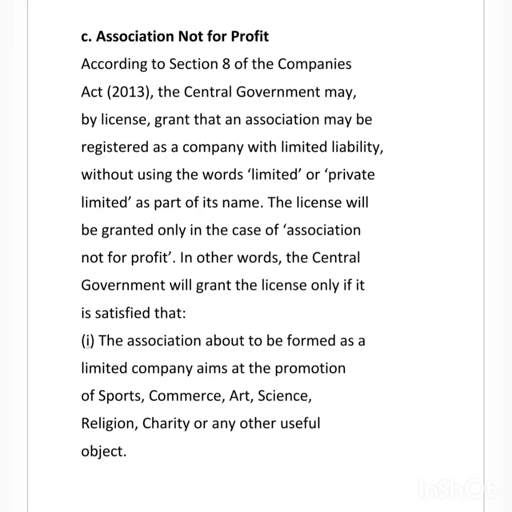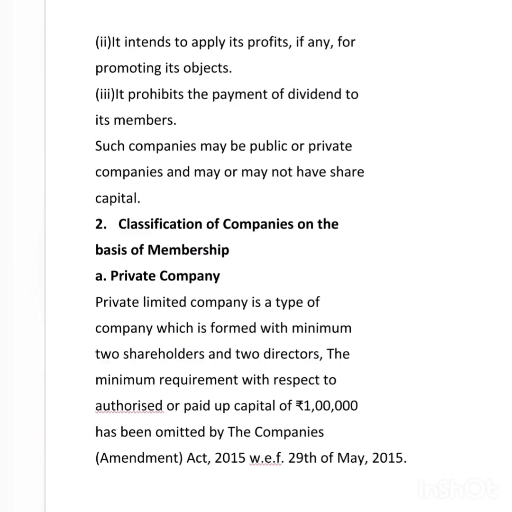And next, this association has to contain that profit is not the primary object. It should prohibit the payment of dividend to its members. Such companies may be public or private companies or may not have share capital. Next, we'll move on with classification of companies on the basis of membership.